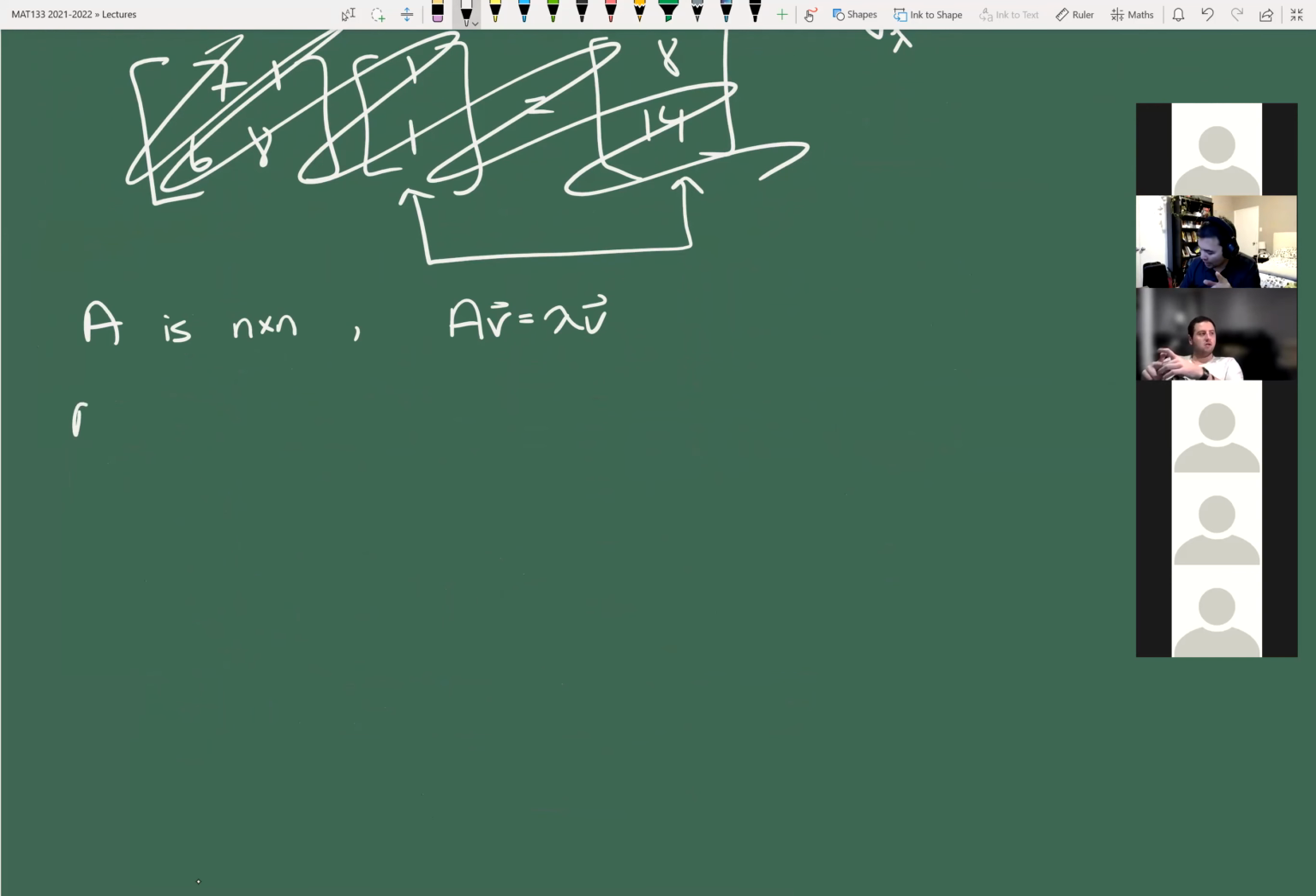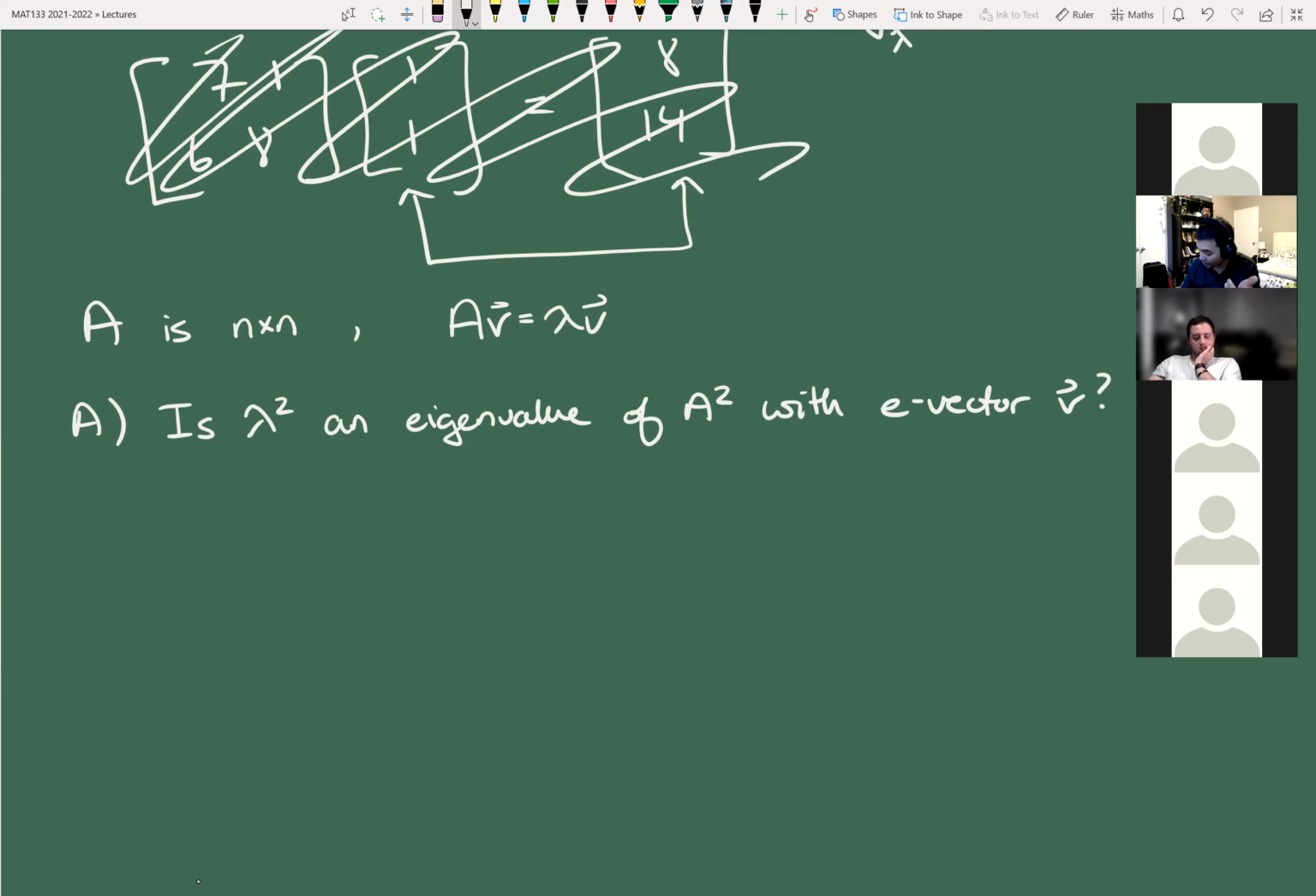So question A asks, is lambda squared an eigenvalue of A squared with eigenvector V? And the answer is yes. Okay, and I'll show you why the other answers are wrong, but the answer here is yes.